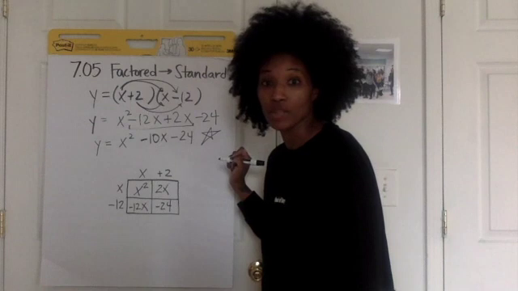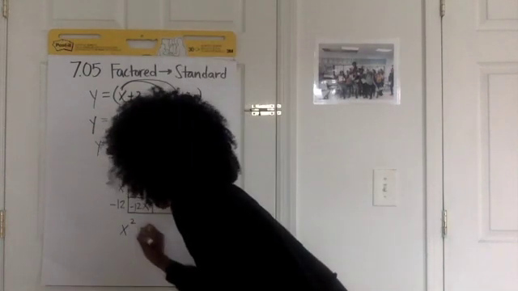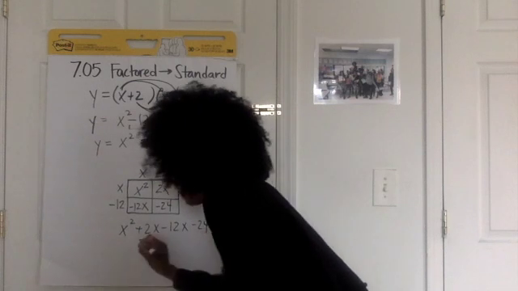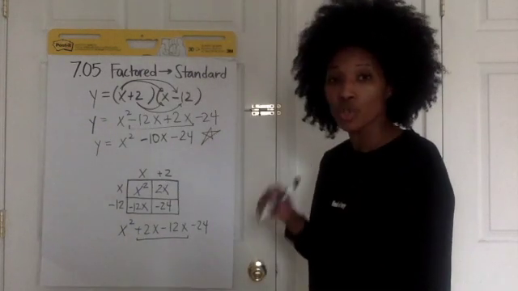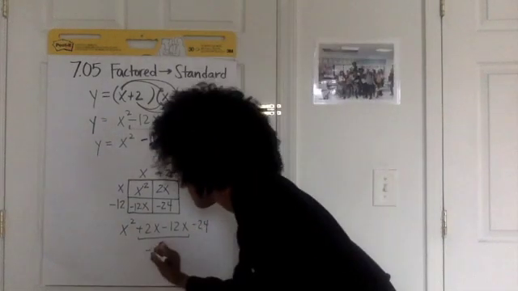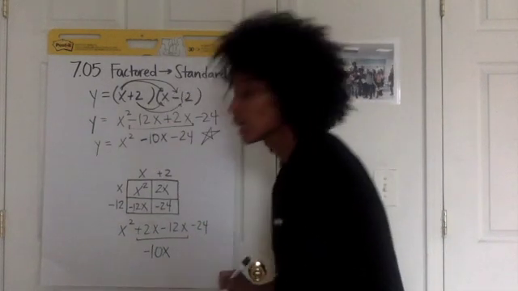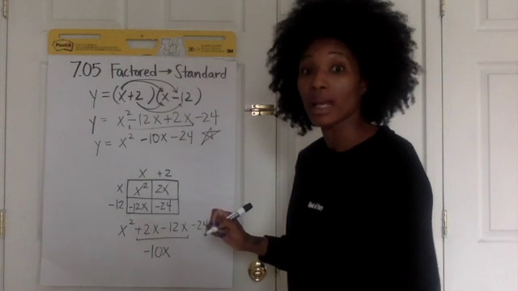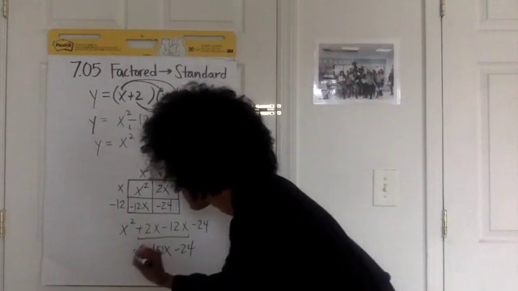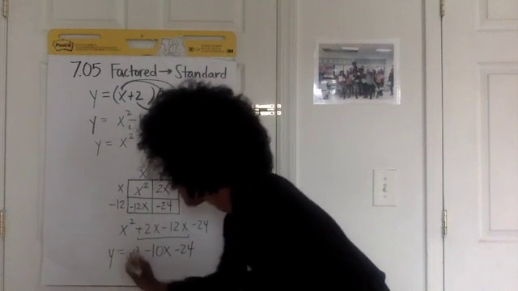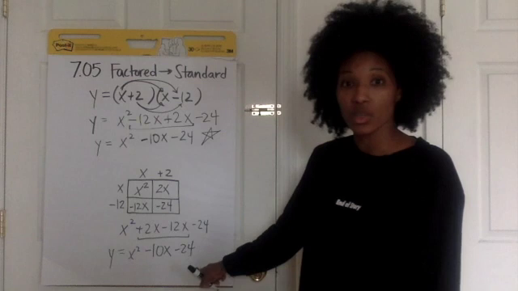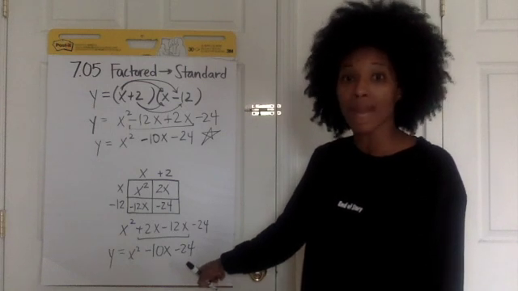Now I'm going to combine like terms. So 2x minus 12x is negative 10x. And I'm bringing down my x squared, and I'm bringing down my negative 24. And I am done. That's my standard form. Y equals x squared minus 10x minus 24.